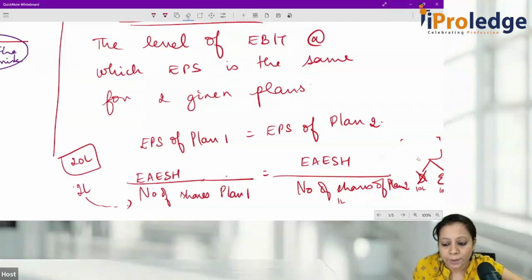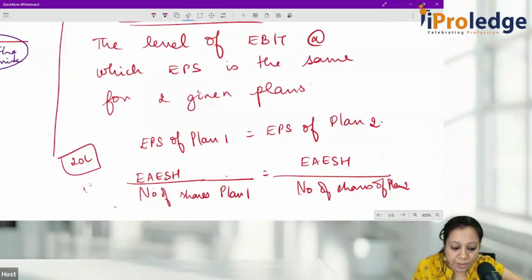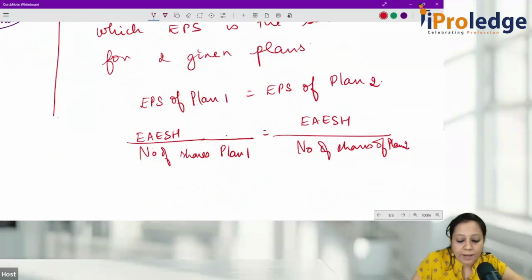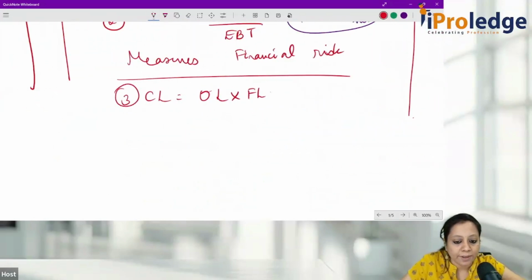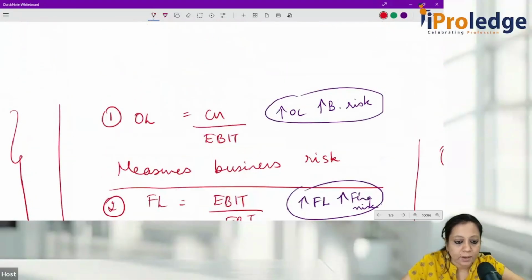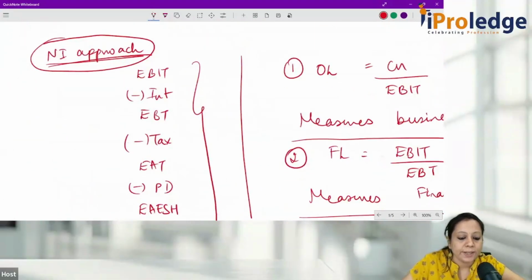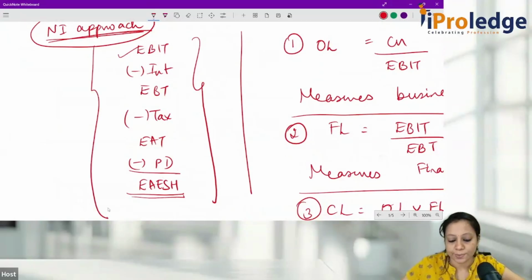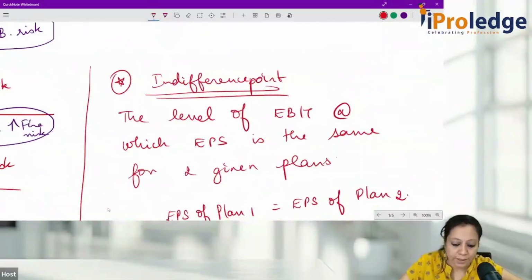So I hope now it is very clear to all of you. The number of shares under option 1 and option 2 may differ. So accordingly, you can keep EBIT as X and equate both the options. So how will you do this? Earnings available for equity shareholders. Just have a quick look at what I have written here. This is called the net income approach, right? We started from EBIT and we landed at earnings available for equity shareholders. We're going to use the same concept now also. How are we supposed to do that? Just have a look at it.